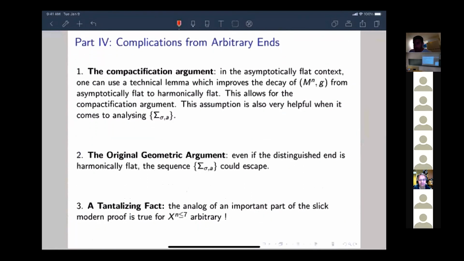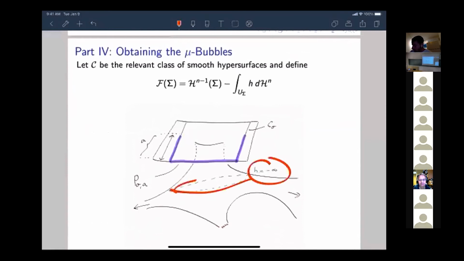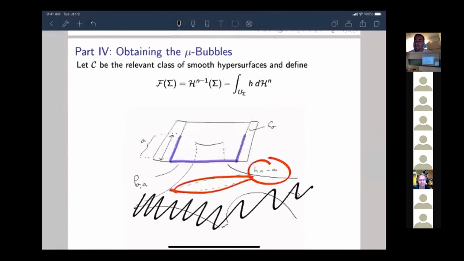And there is a tantalizing fact, which is that if we look back to the slick proof, the geometric version of what we wanted, namely no PSC on a torus connect sum with something arbitrary, is known. This is the work of Chodosh-Li. So you know this works, but you can't reduce it to prove the positive mass theorem. So what we do is we set up H to go to negative infinity within a D neighborhood of U1, where U1 was this region of infinity. And what that does is cancel the ends. All of these ends will no longer be relevant for the problem now, because as H goes to negative infinity, and we look at this functional, your minimizers are going to live north of this red line. And if they live north of this red line, you don't need to worry about what's happening below the red line anymore.